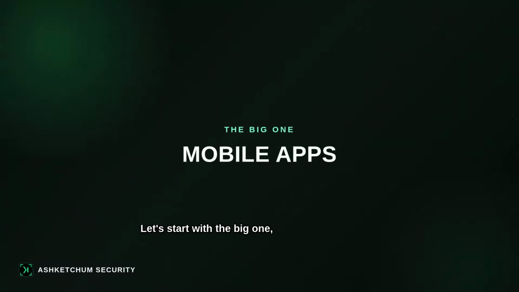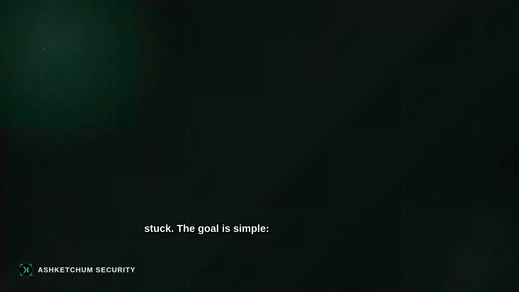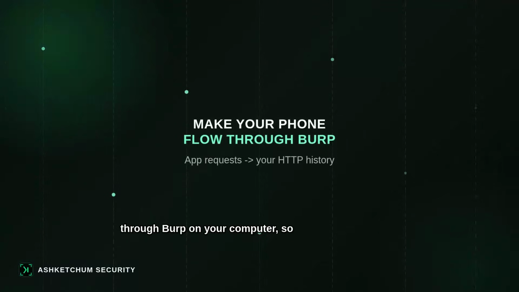Let's start with the big one, mobile apps, because that's where a huge amount of modern attack surface lives, and it's where beginners get stuck. The goal is simple: make your phone send its traffic through Burp on your computer, so every request the app makes shows up in your HTTP history, just like a website. Here's the setup, step by step.